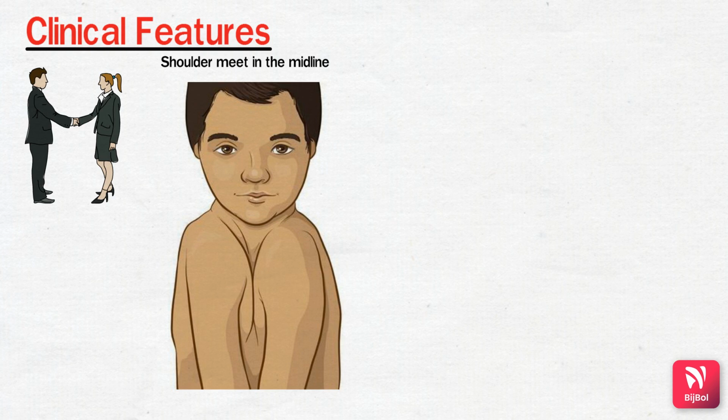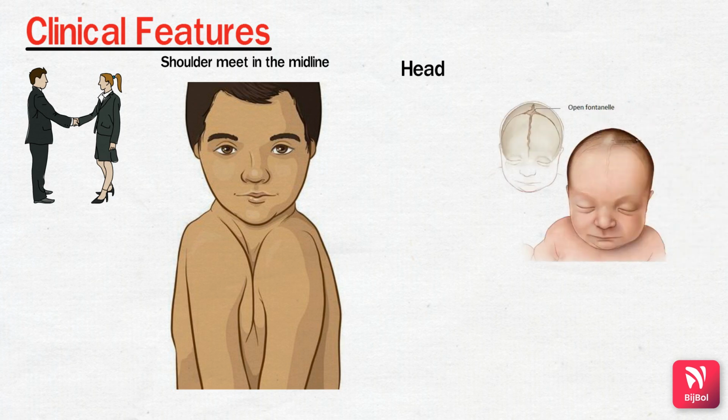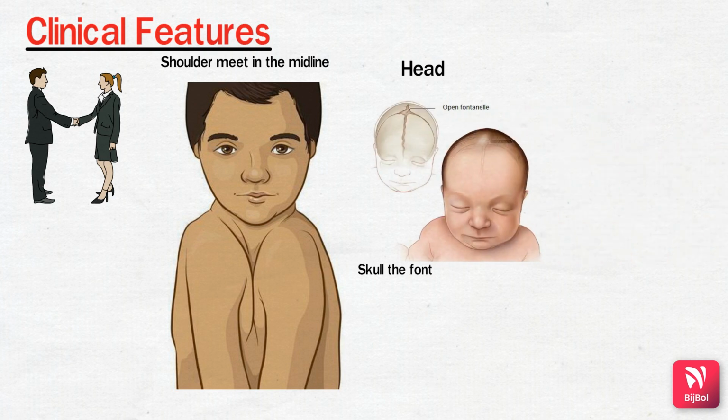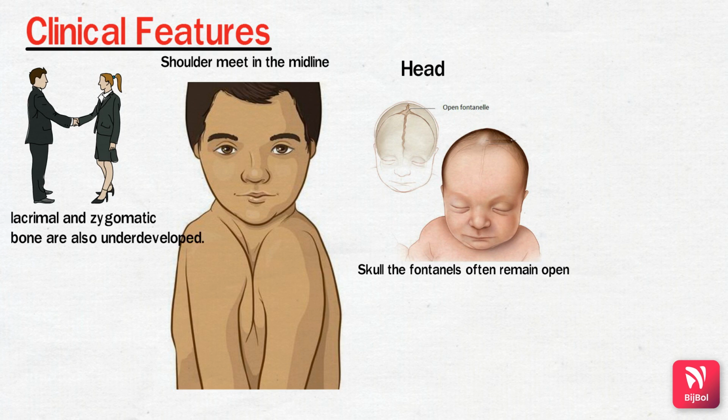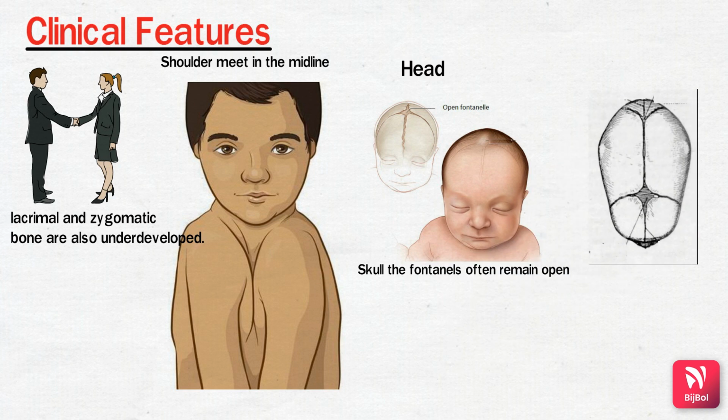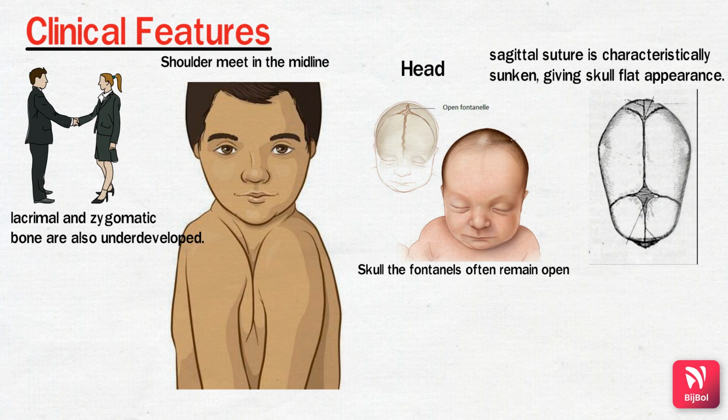Next is the head. The head is brachycephalic with the anteroposterior dimension increased, and the skull will show fontanelles which remain open or take time to close, and open skull sutures with multiple Wormian bones are present. Next, the lacrimal and zygomatic bones will be underdeveloped. The sagittal suture is characteristically sunken, giving the skull a flat top appearance. And lastly, the nasal bridge is depressed with a broad base.